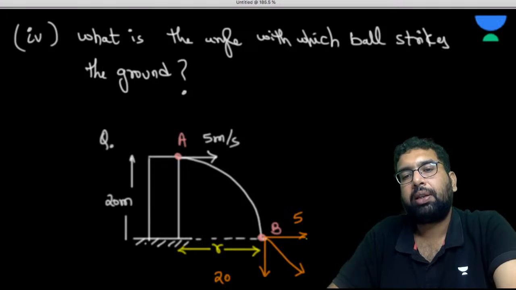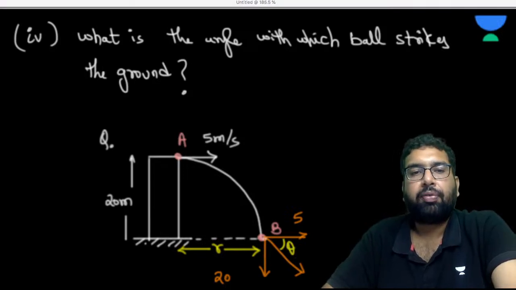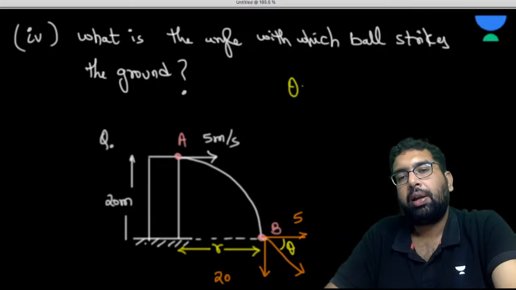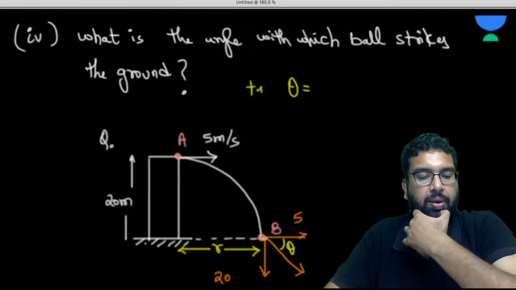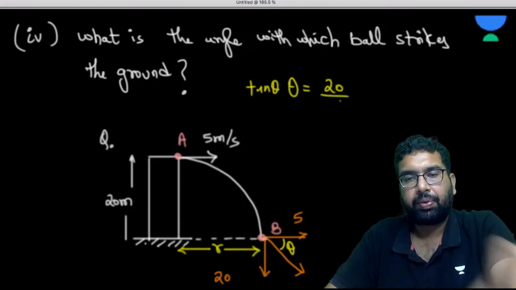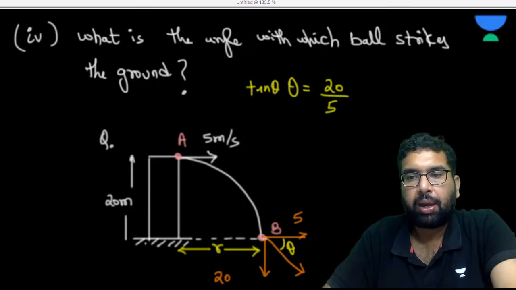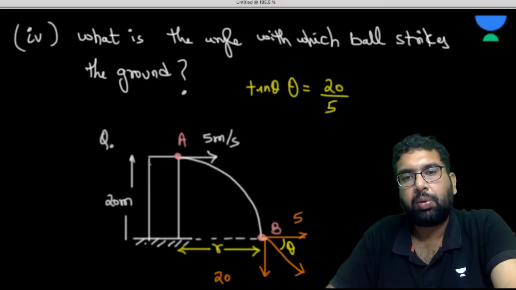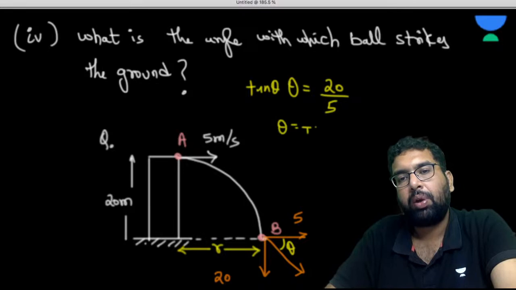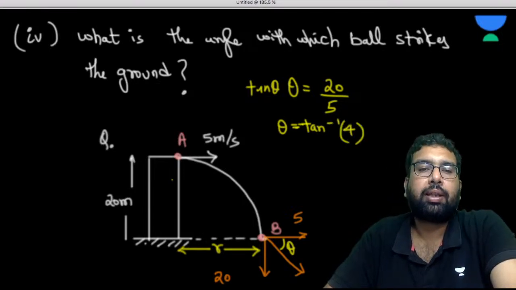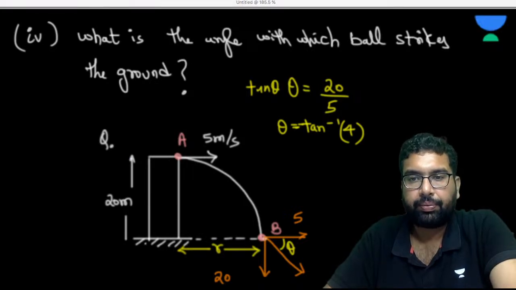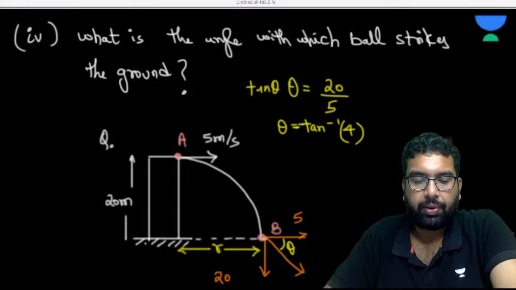If we say this is theta, then we can write tan theta is equal to 20 by 5. So theta is going to be tan inverse 4. And remember that we have taken this theta from the horizontal axis in the clockwise direction. Fine, beta? Please answer me. Is it fine? Right, wonderful.